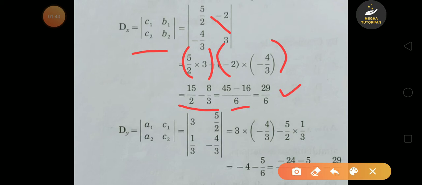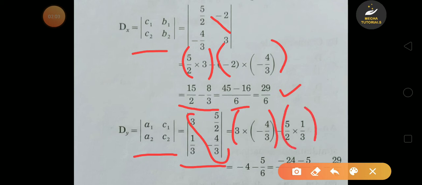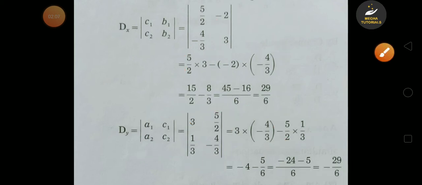Then Dy is equal to the determinant with rows a1 a2 and c1 c2, and the values are 3, 1 upon 3, 5 upon 2, minus 4 upon 3. We have to start from 3 and minus 4 upon 3. So 3 into minus 4 upon 3 minus 5 upon 2 into 1 upon 3. After solving we will get minus 4 minus 5 upon 6. Again the LCM of 1 and 6 is 6. So we will get minus 24 minus 5 upon 6, which is minus 29 upon 6.